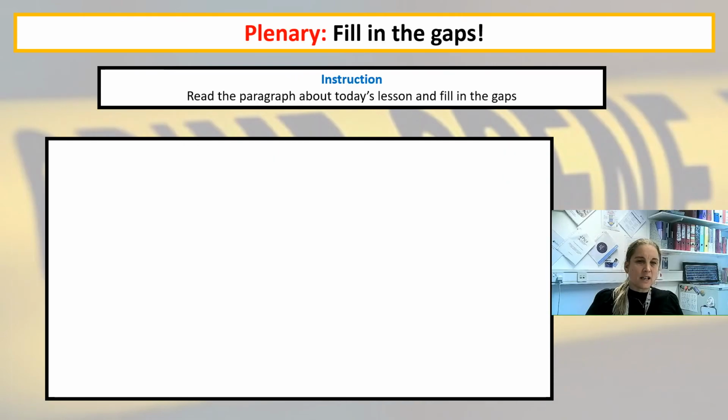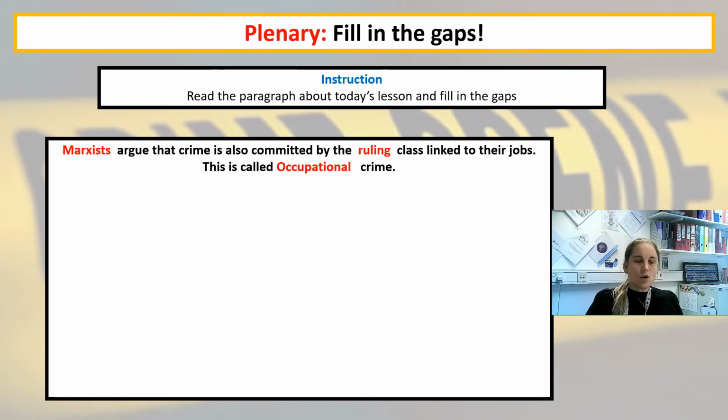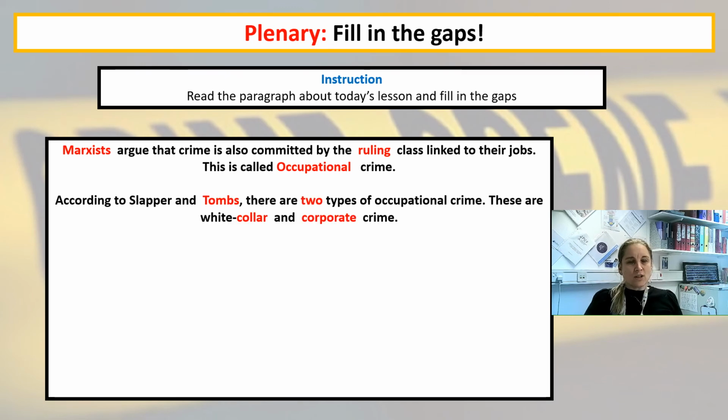And then finally, here are the answers. So we've got: Marxists argue that crime is also committed by the ruling class, linked to their jobs. This is called occupational crime. According to Slapper and Tombs, there are two types of occupational crime. These are white collar and corporate crime.